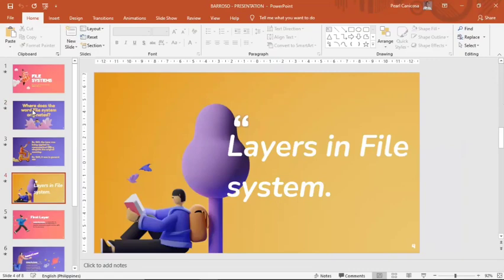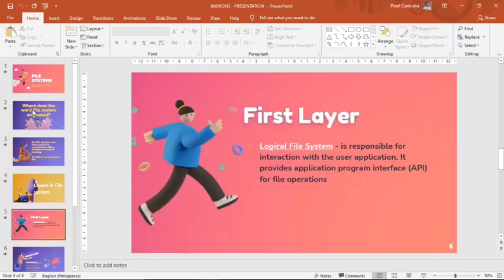So, layers in a file system. What are the layers in the file system? So next page po. The first layer, the logical file system, is responsible for interaction with the user application. It provides the application program interface for file operations. Basically, this layer provides file access, directory operations, and security and protection. Next page po.